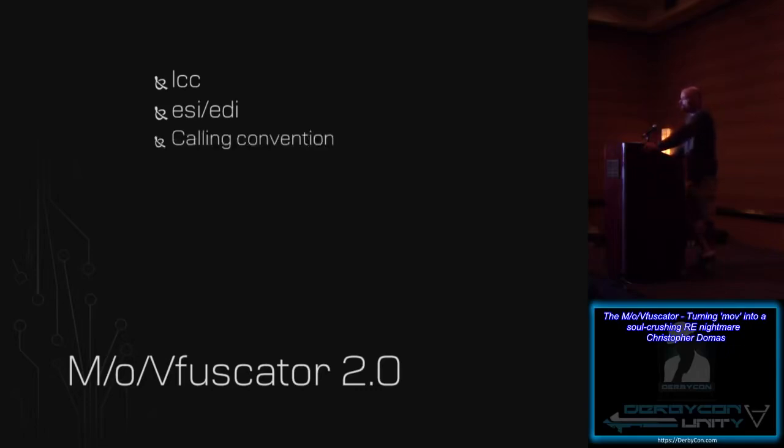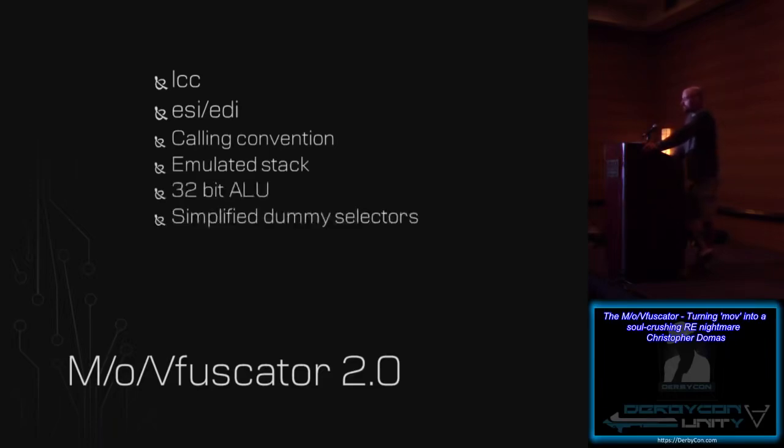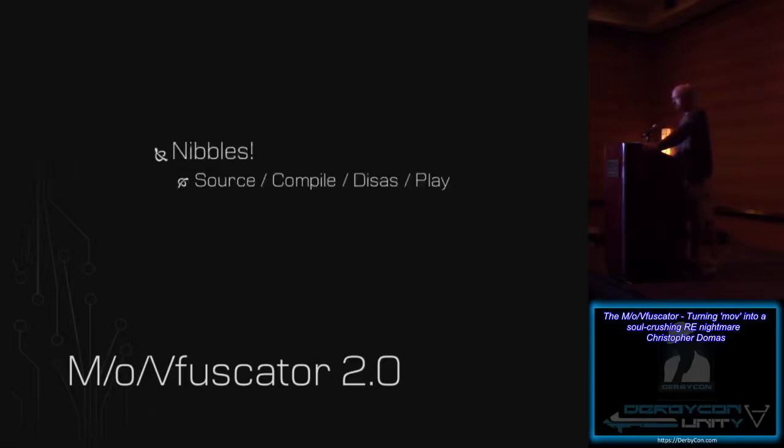Had to define a new calling convention for move instructions, create an emulated stack with move, integrate that 32-bit arithmetic logic unit, simplify the way that our branching worked through those dummy selectors, and painstakingly implement all 102 intermediate language instructions with only moves for the LCC compiler, but it turned out to go a lot smoother than I had anticipated. So that's what I call MoVfuscator 2, this complete C compiler that will compile C source code into only move instructions.